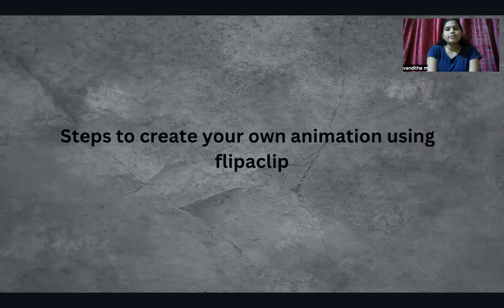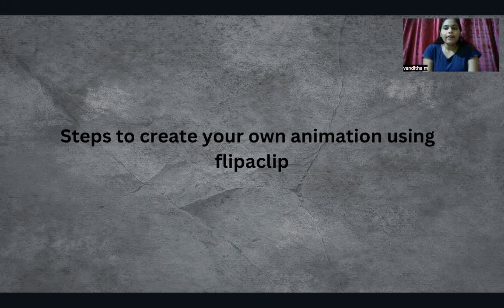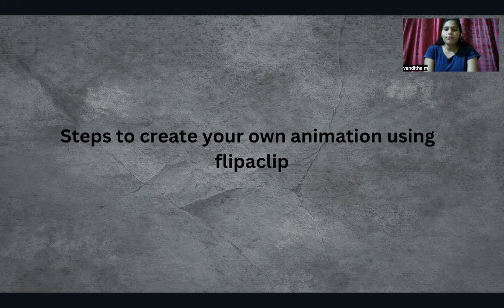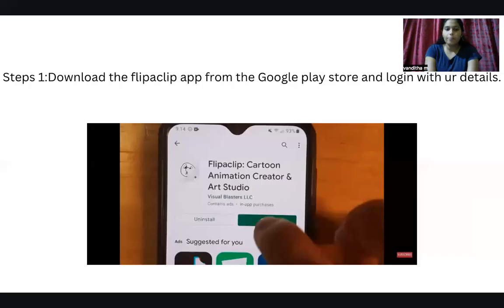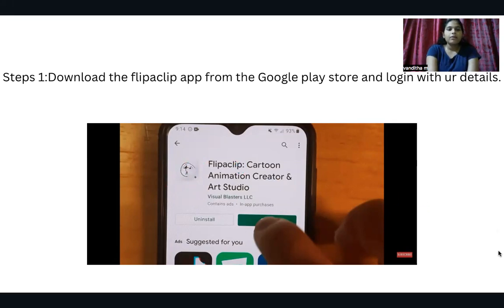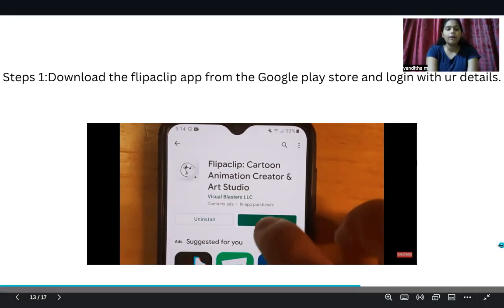Since we have discussed the procedure for creating an animation, let's discuss the easy steps with photos. I have displayed the photos of me animating using the FlipaClip app. First, as I have said, we need to download the FlipaClip app from the Google Play Store, and then log in with our details. This is the FlipaClip app which I have been talking about.